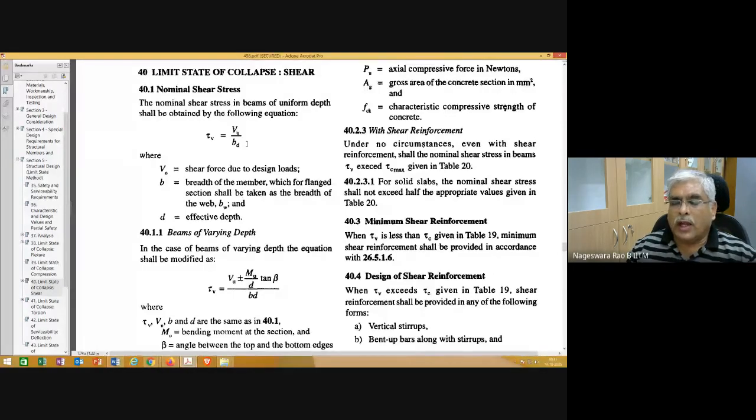Now you already know how to design a rectangular section and also how to analyze a rectangular section. You know what b is: b is the width, or breadth, of the member, and d is your effective depth. Once you know the shear force at a particular section, you should be able to calculate the nominal shear stress. This equation is applicable for beams of uniform depth.